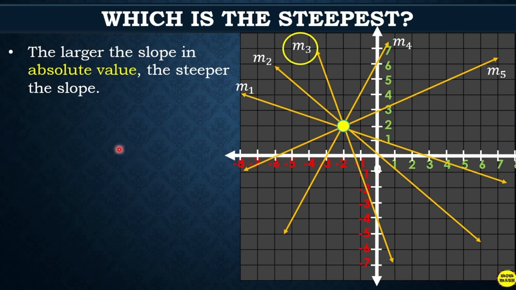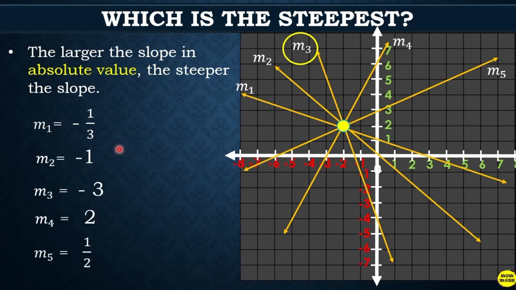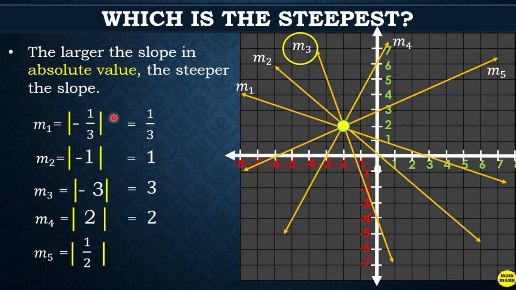So, kinuha ko yung mga slope nila ni m sub 1, m sub 2, 3, 4, and 5. So, ito po yung mga slope nila based on the illustrations. So, kukunin muna natin yung absolute value nilang 5. At ito po ang mga sagot. So, m sub 1, 1/3, m sub 2, 1, m sub 3 is 3, m sub 4 is 2, m sub 5 is 1/2. So, these are the absolute values of the slope given by the illustration. So, ngayon, nakuha na natin yung absolute value. Remember to get the absolute value bago natin makuha kung alin ang pinaka-steep.